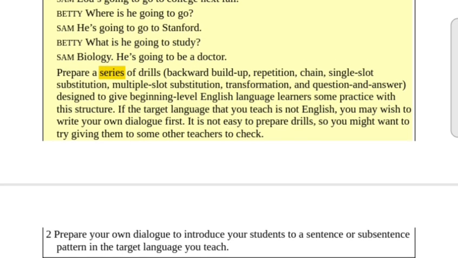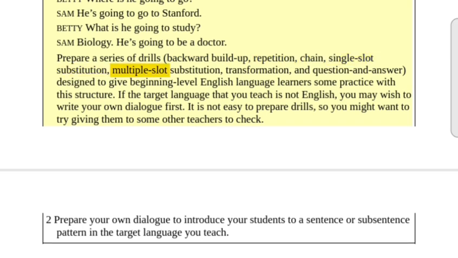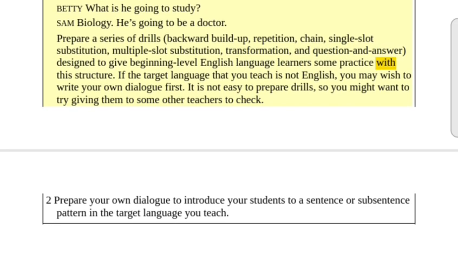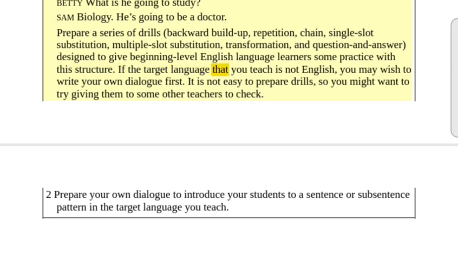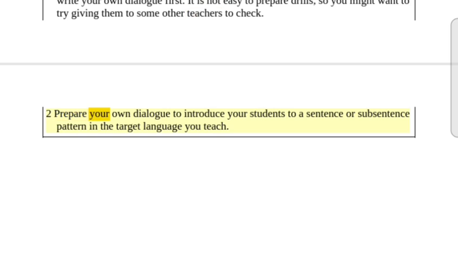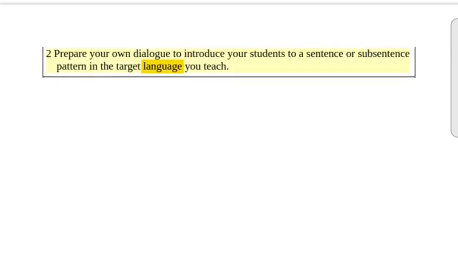Prepare a series of drills: backward build-up, repetition, chain, single slot substitution, multiple slot substitution, transformation, and question and answer, designed to give beginning-level English language learners some practice with this structure. If the target language that you teach is not English, you may wish to write your own dialogue first. It is not easy to prepare drills, so you might want to try giving them to some other teachers to check. 2. Prepare your own dialogue to introduce your students to a sentence or subsentence pattern in the target language you teach.